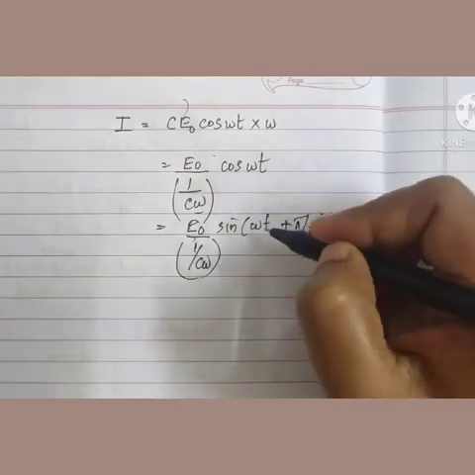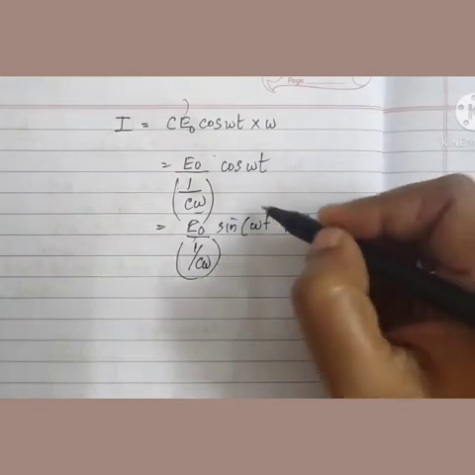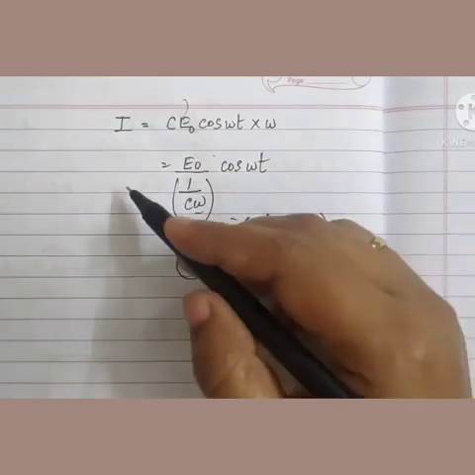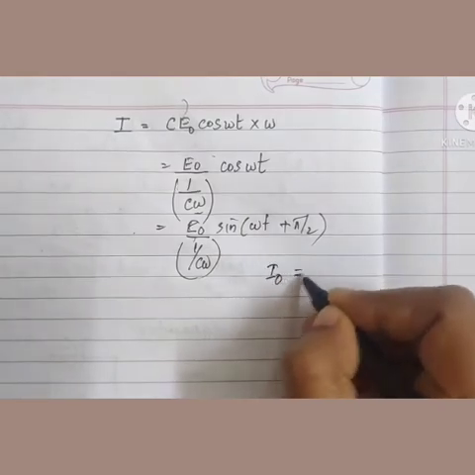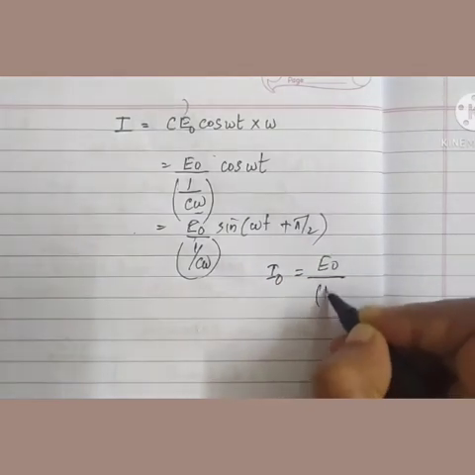Right? Now I is maximum when this value is 1. At that time you can compare I equal to I0, isn't it? So what is I0 from this expression? I0 is E0 divided by 1 by C omega.